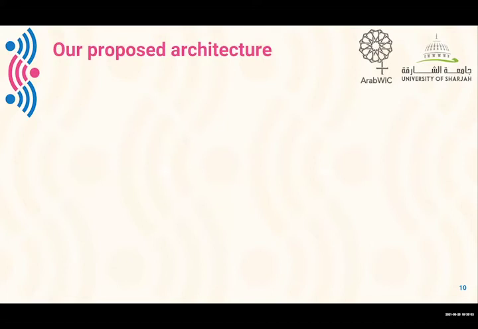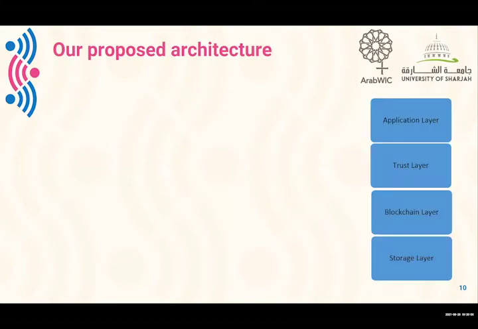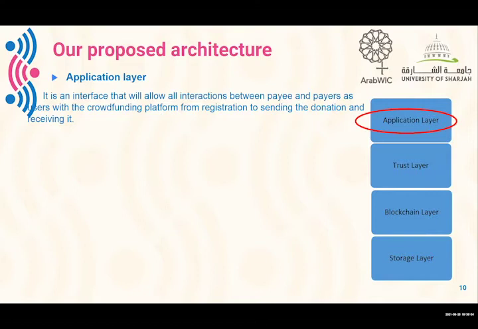The proposed architecture here is based on 4 layers. The first layer is the application layer. It is an interface that will allow all the interaction between payees, which are the beneficiaries, and payers, which are the donors, as users with the crowdfunding platform, from registration to sending the donation and receiving it.